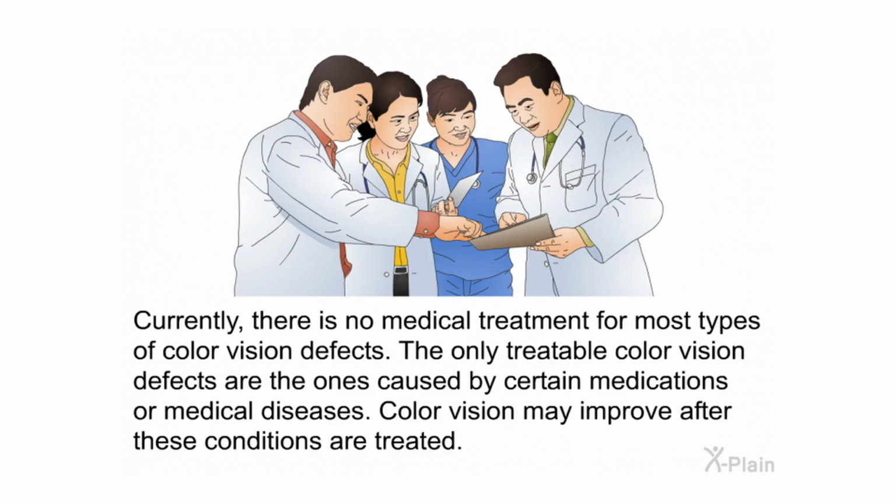Treatment. Currently, there is no medical treatment for most types of color vision defects. The only treatable color vision defects are the ones caused by certain medications or medical diseases. Color vision may improve after these conditions are treated.